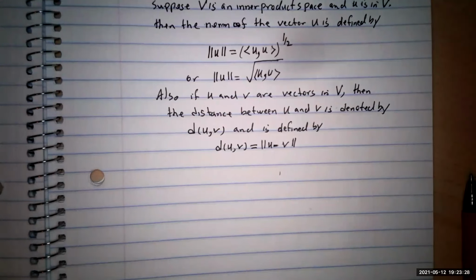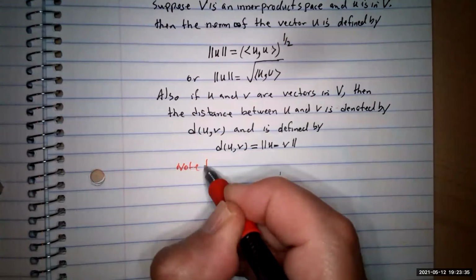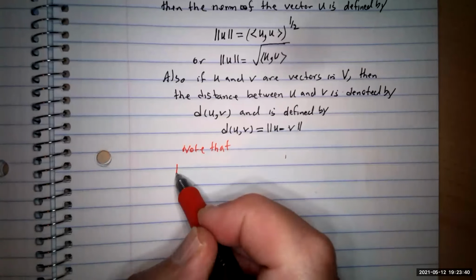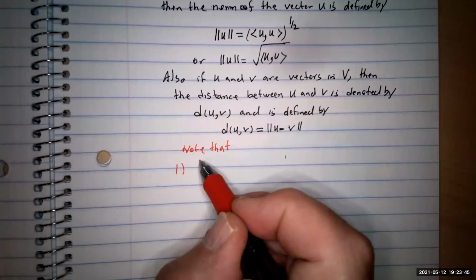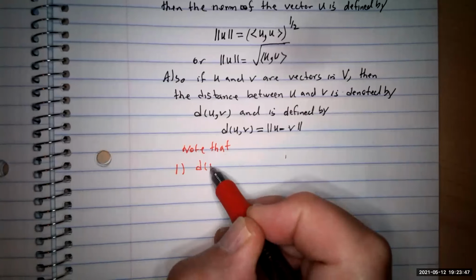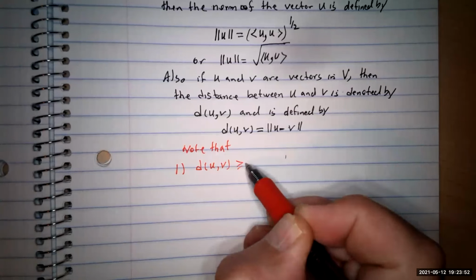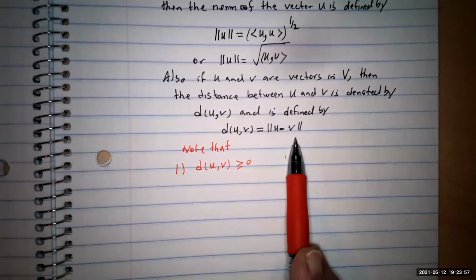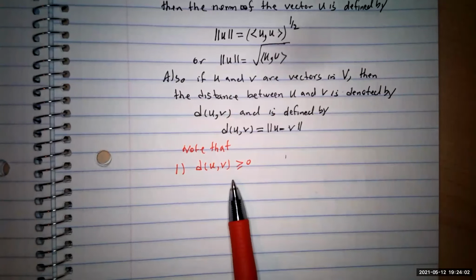Note that when you say distance, the distance should have the following properties. What is the first property of a distance? The distance between two vectors, say between here and San Diego, must always be a non-negative number. It's non-negative because you define it by a norm, so a distance is going to be non-negative.